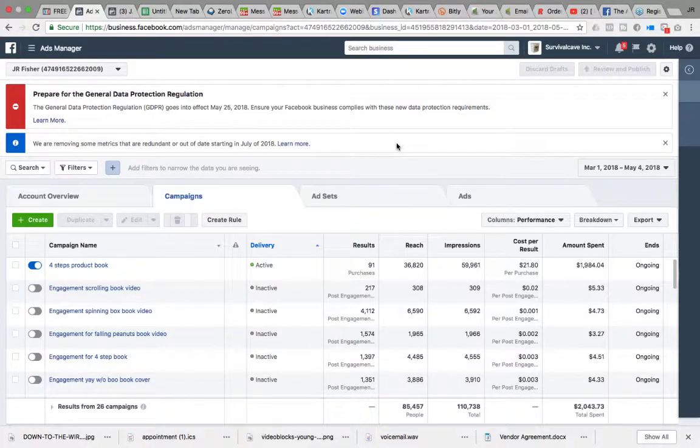Inside of one of my campaigns and kind of let you see how it works and how you can set up these audiences and how to test them, how to figure out if they're working, if they're not working. And okay, so let's just jump right into it.